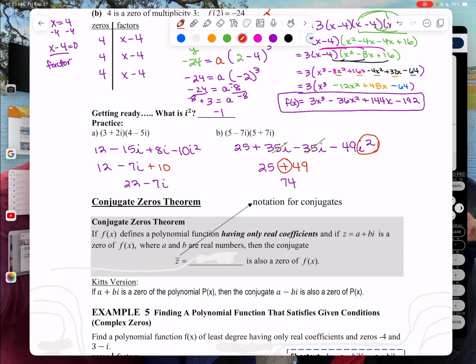So if this one had been 5 plus, let me do something different. Because we just did one that was a 5, let's say 2 plus 3I. The conjugate would be 2 minus 3I. So that's just going to be A minus BI. So A plus BI, A minus BI. All that's saying is just flip the sign, change the sign, and those are now conjugates.